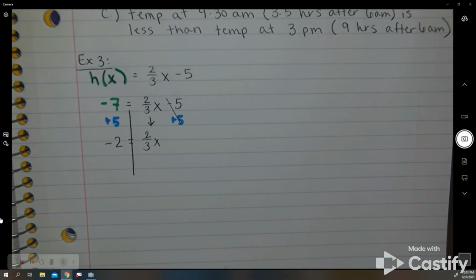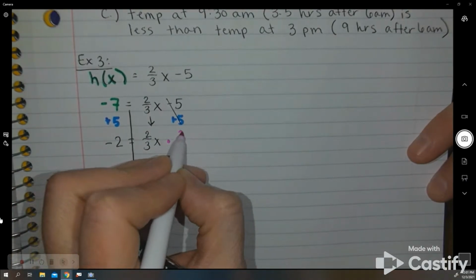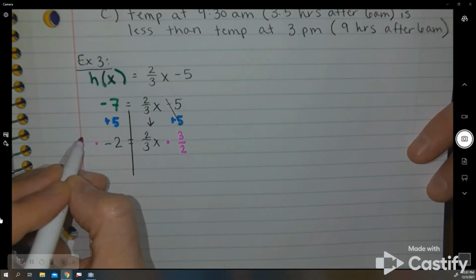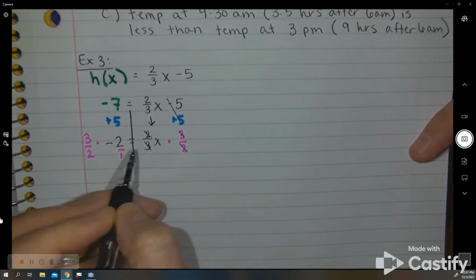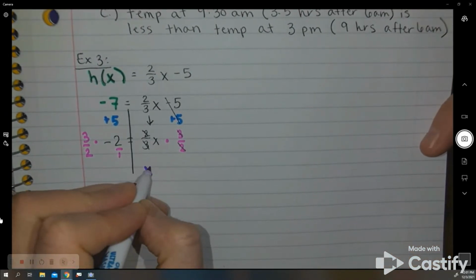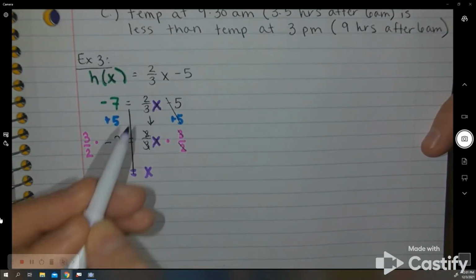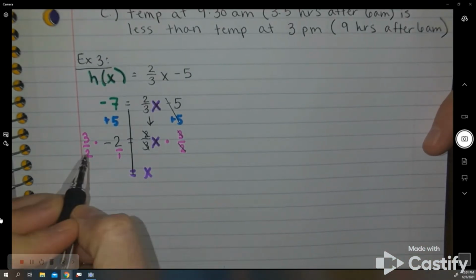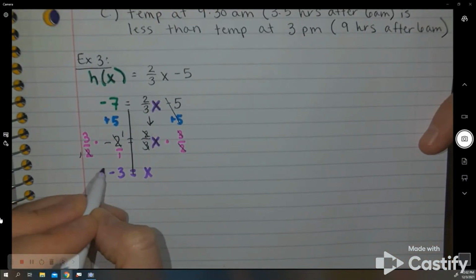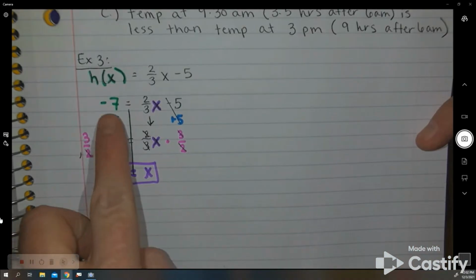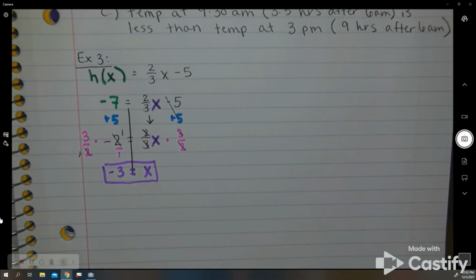2/3 times x. We have to undo that multiplication by dividing. When we divide fractions, we keep change flip. So multiply both sides by 3/2. We're going to make that one a fraction. All right, so these fractions over here are cross-canceling each other. We're left with x. Give that guy some color. All right, x equals, well, I'm noticing here, these 2's will cross-cancel. So 3 times -1 is -3. So in order for h of x to equal -7, as I said, x would have to be -3.